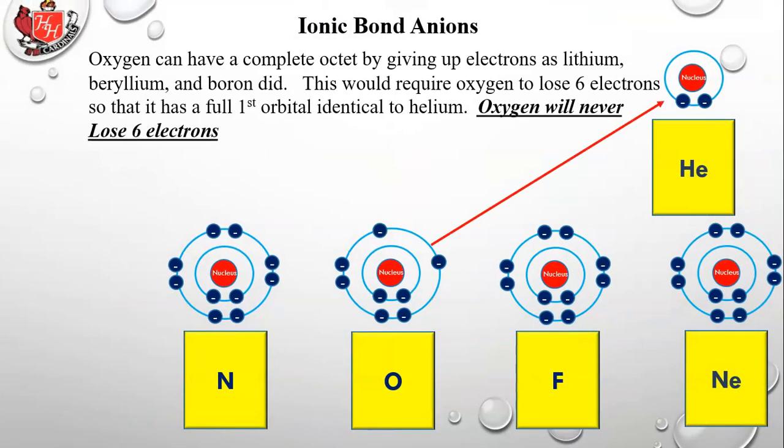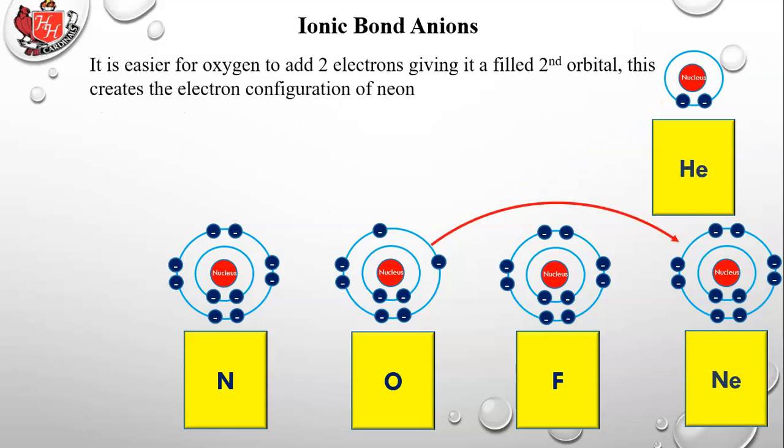Oxygen can have a complete octet by giving up electrons as lithium, beryllium, and boron did. This would require oxygen to lose 6 electrons so that it has a full first orbital identical to helium. Oxygen will never lose 6 electrons. Instead, it is easier for oxygen to add 2 electrons, giving it a filled second orbital. This creates the electron configuration of neon. So there you see oxygen, and it's going to add 2 electrons there. Oxygen gains 2 electrons, giving it a 2- charge.